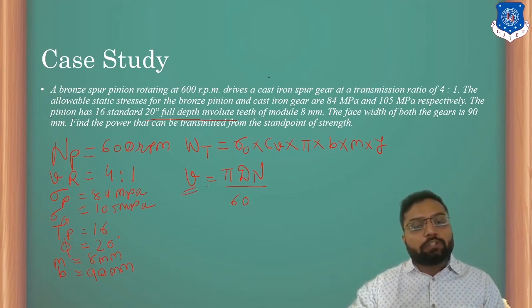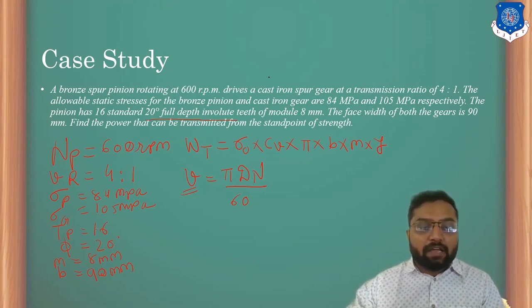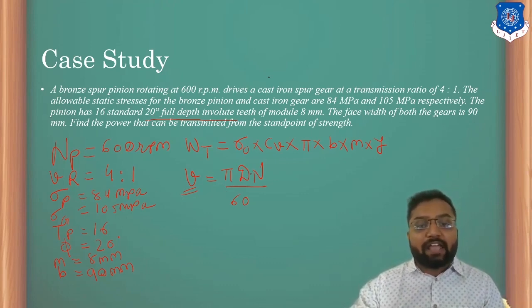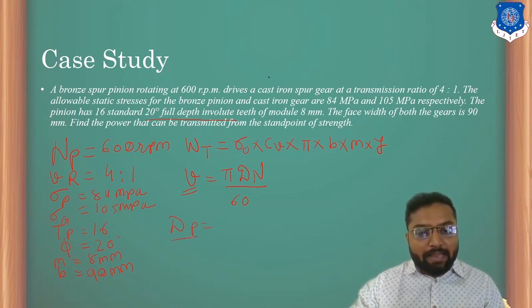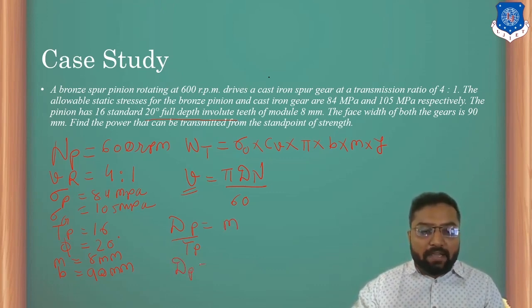But the velocity for both pinion and gear will be the same, so you can take either the pinion or the gear. In this case we aren't given any diameter, so we can convert the diameter in terms of the number of teeth. How? dp by tp, or diameter by teeth, equals the module. So ultimately the diameter of the pinion is the module into tp.